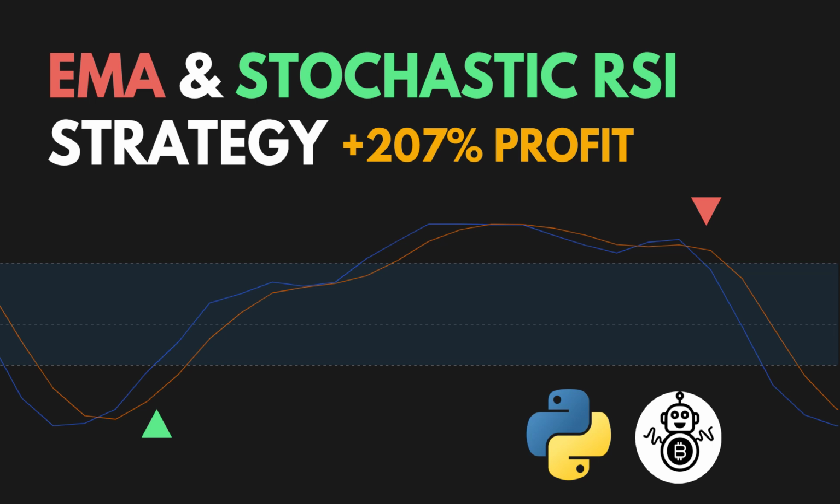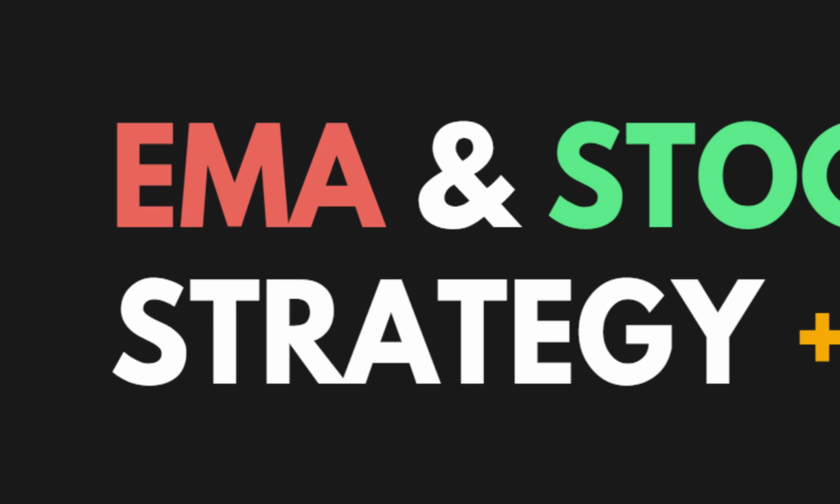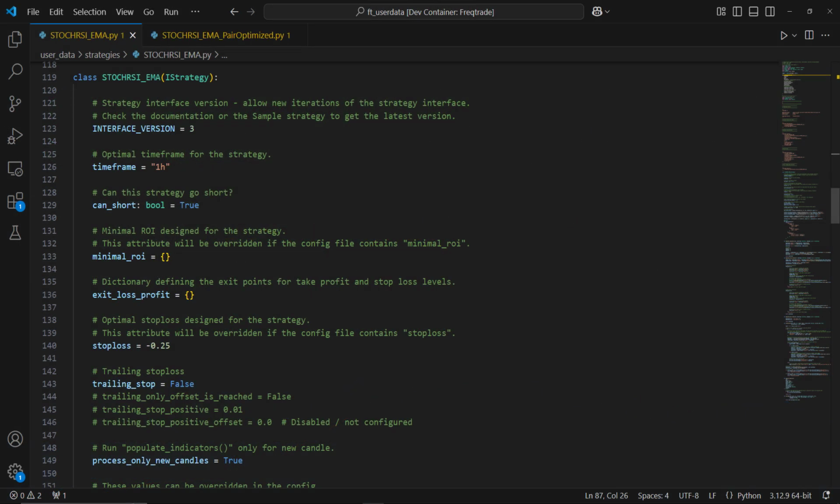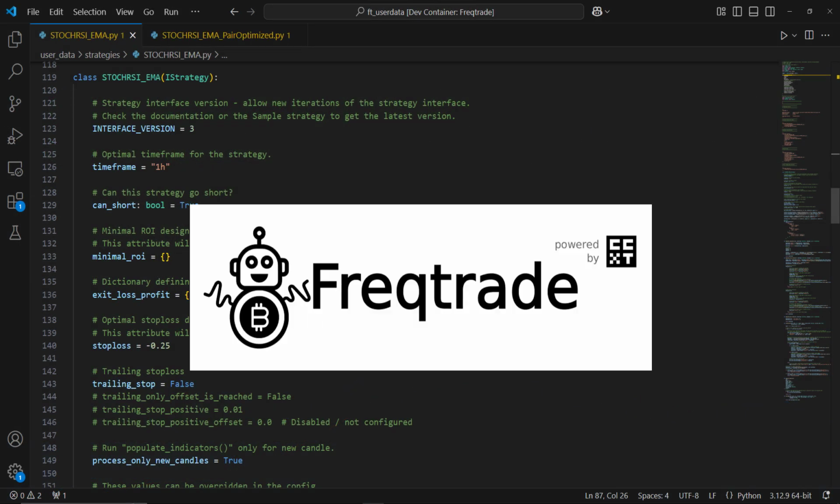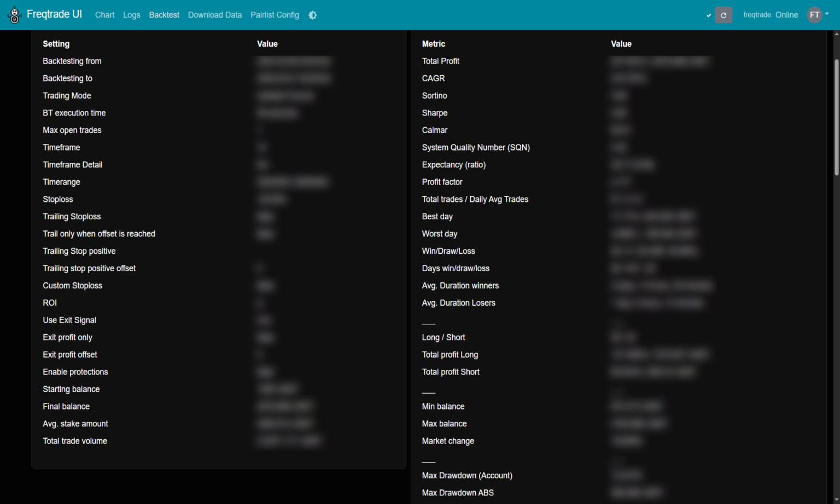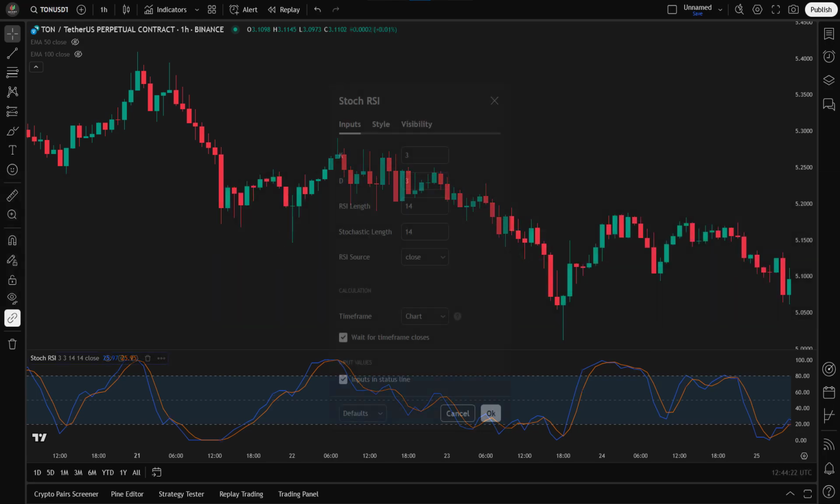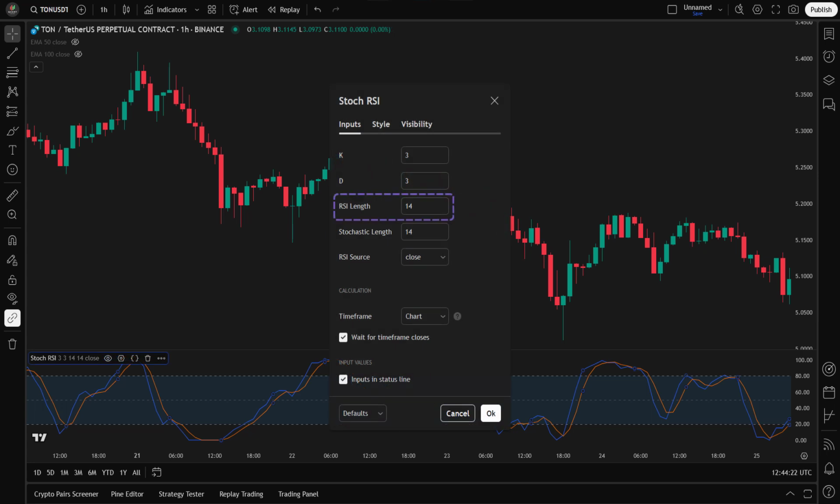Hey everyone, in today's video, we're testing a powerful trading strategy that combines the 50 and 100 EMAs with the stochastic RSI indicator. We'll code the entire strategy in Python, optimize it using Freqtrade, and run backtests to evaluate its performance. Stochastic RSI is a technical indicator that applies the stochastic oscillator formula to the relative strength index values, instead of directly using price data.